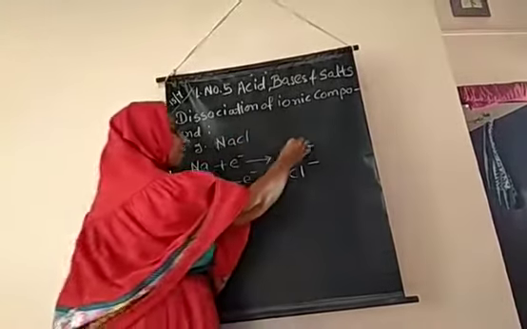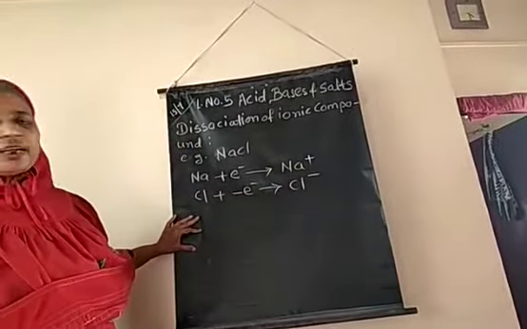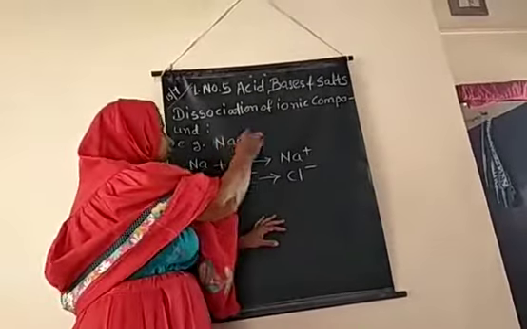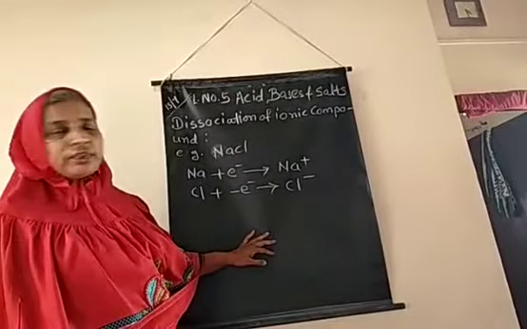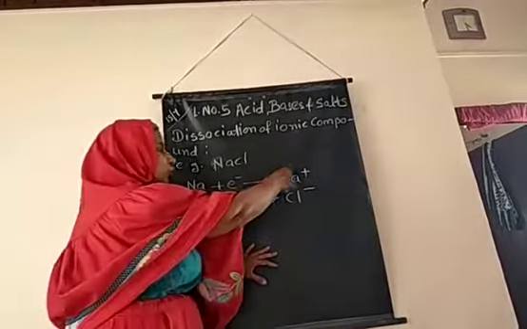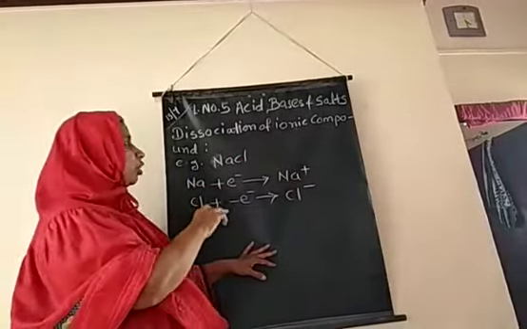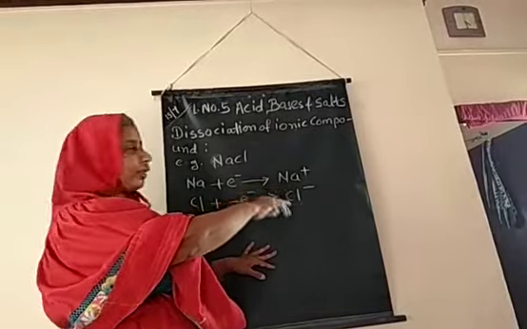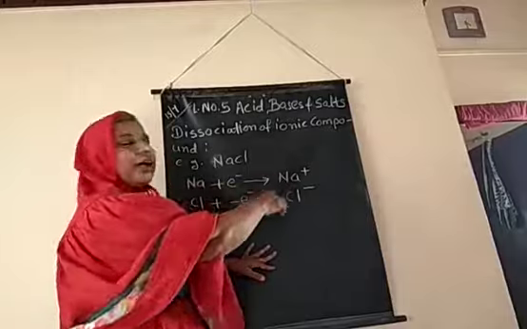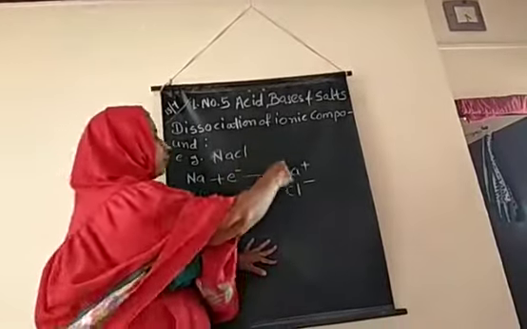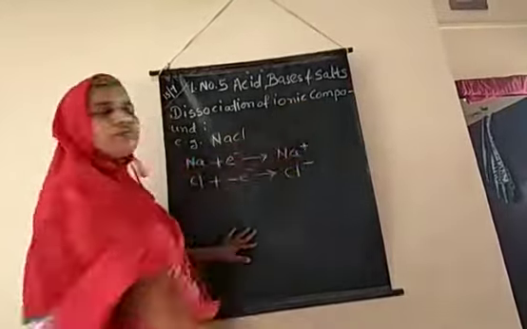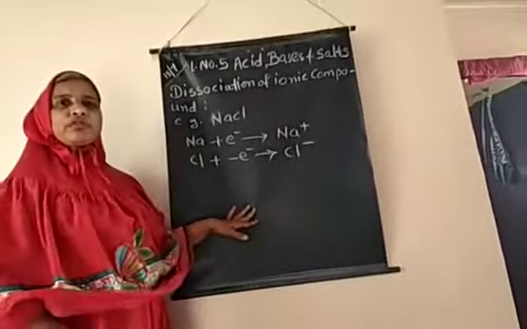Now these oppositely charged ions are attracted to each other by the force of attraction between them, and solid sodium chloride is formed. In this way, the bond between positive and negative ions is an ionic bond. Because electrons are transferred, the bond between the sodium ion and chlorine ion is ionic, and the ionic bond between positive and negative ions forms ionic compounds. So in this way, ionic compounds are formed.